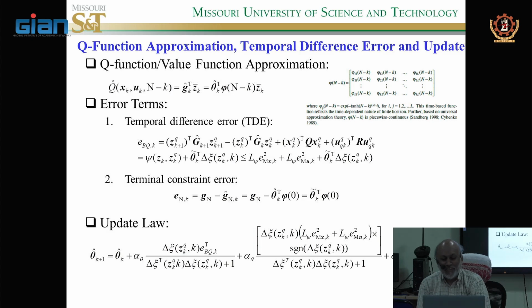Anyway, okay. So the thing is, you see all these different terms there? You need them. Otherwise, you can't prove stability. So you see that there is this EBQ. EBQ is the Bellman error. E and K is the terminal constraint error. And these terms are added to accommodate the saturation and so on. And the basis function essentially is the time varying n minus k. I already explained to you, it has to be n minus k. N is the final time, k is the current time.